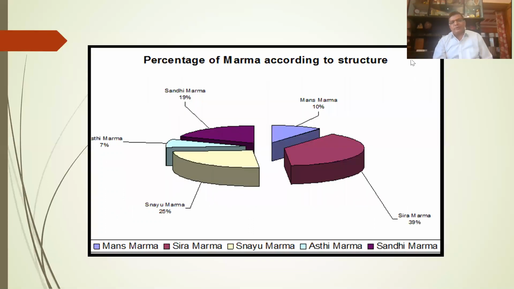Now let us come to the percentage of Marma according to structure. As you all know, the classification of Marma points is Mansa, Sira, Snayu, Asti, Sandhi. So 10% are Mansa Marma, 39% are Sira Marma, 25% are Snayu Marma, 7% are Asti Marma, and 19% are Sandhi Marma. This is the classification percentage-wise.